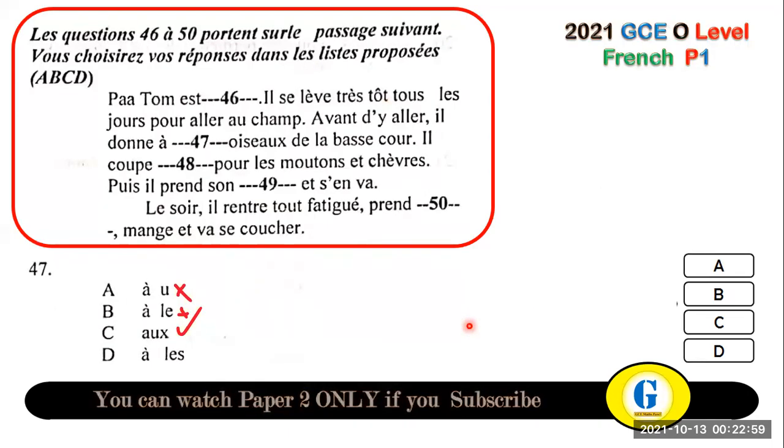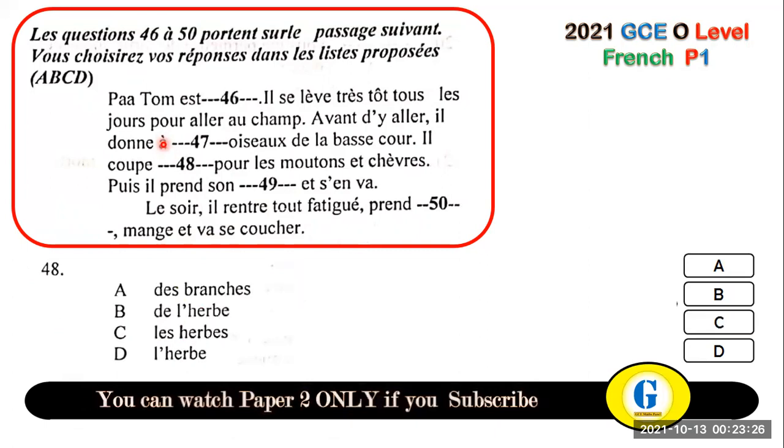47, we continue to read. Avant d'y aller, that means before going to the farm, il donne à oiseau de la basse-cour. So before going to the farm, what does it do? Normally you say aux oiseaux, right? So normally we will not put the A here. Il donne aux oiseaux. Okay.